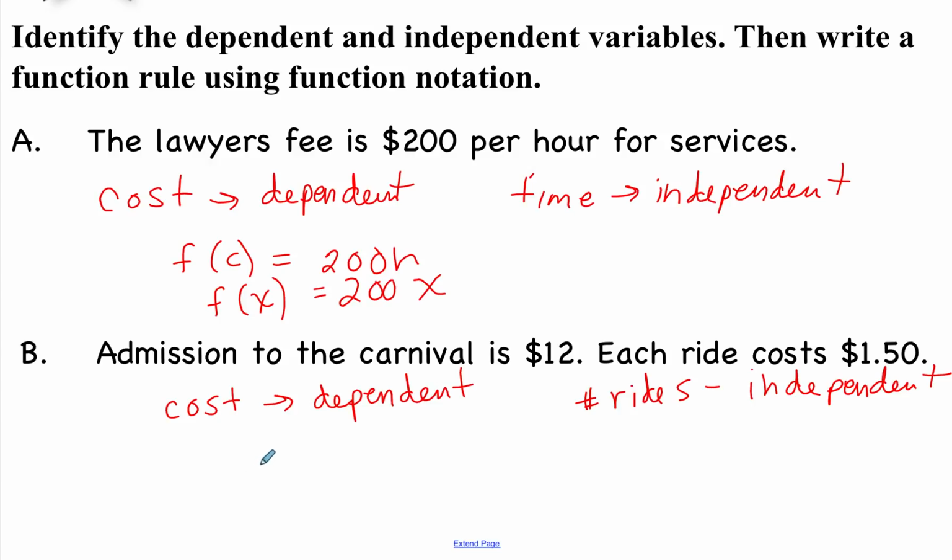So how could we write a function rule? We could say f of x is equal to $12 to start with, but then we're going to add $1.50 for every ride, and we're going to have to multiply that. So that would be our function rule. It's like y equals 12 plus 1.5x, but instead of y, we use f of x.